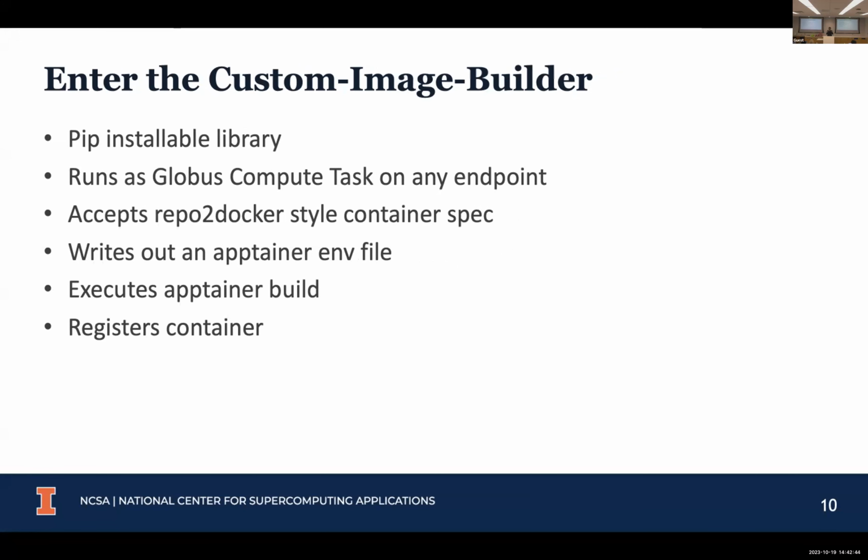So it accepts repo to Docker style container specs, just like the container service. But what it does is it runs over on your endpoint as a Python task, expands that spec out into an Apptainer environment file, which is like the equivalent of a Dockerfile for Apptainer. It does a popen, builds there, goes into some directory, returns that path, and now we can register that as a container within Globus Compute.